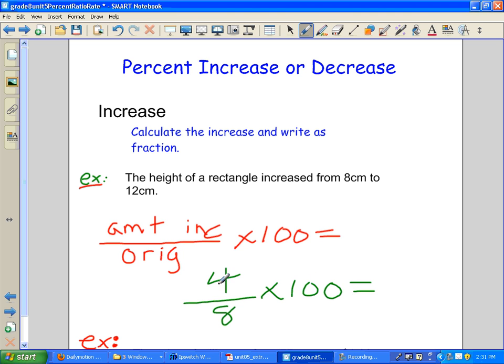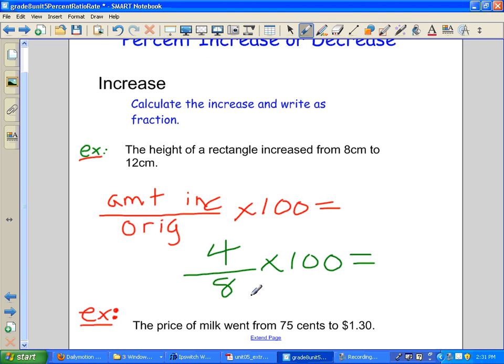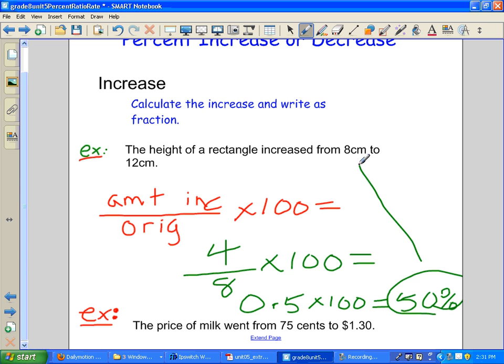So if you work out 4 divided by 8, 0.5 is your answer. Times it by 100, and you will end up with 50%. So you can say that the height of your rectangle increased 50%.